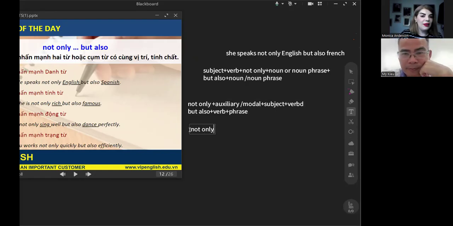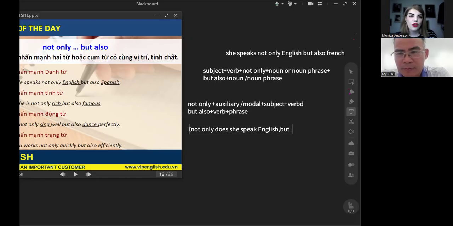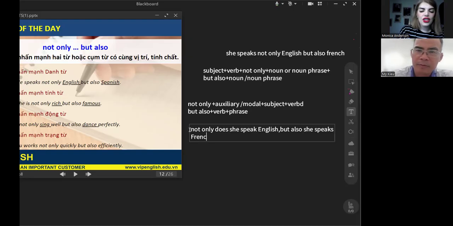Not only, so at the beginning, "Not only does she speak English," because she is third person, "does she speak English, but also she speaks, for example, French." Okay? This is the second one. So this one is more formal than the first structure.